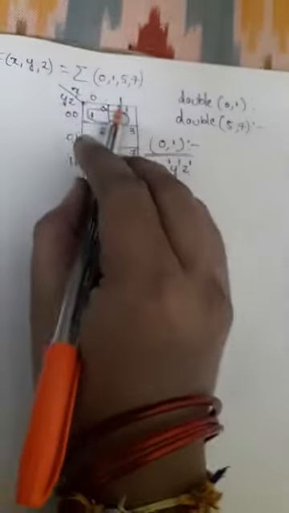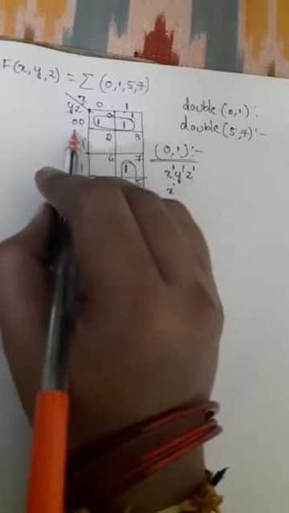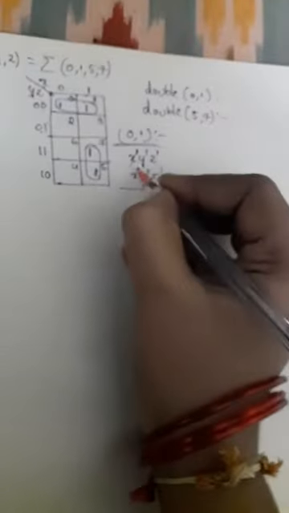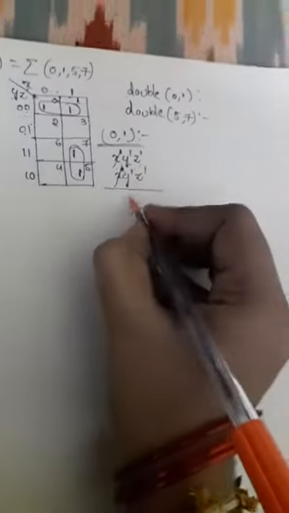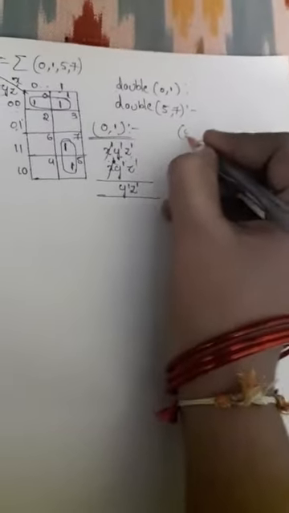Coming to the next cell, automatically here it changes: x will be considered as 1 and yz will be considered as zeros. That means x will be normal and yz will be complemented. So x will be cancelled and we get y complement, z complement as the prime implicant result for this double. Now coming to the next double, that is 5 and 7.